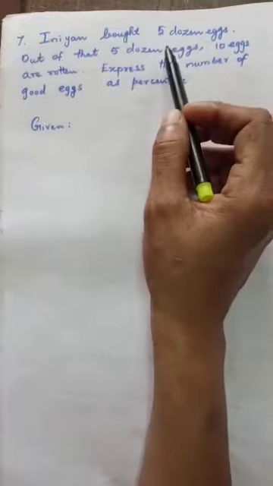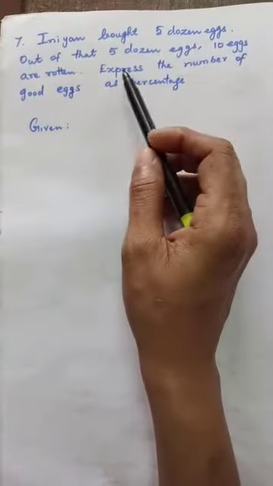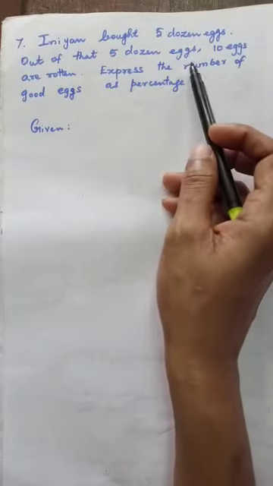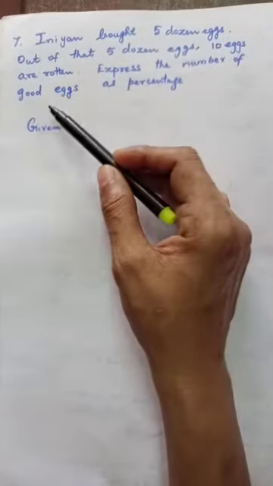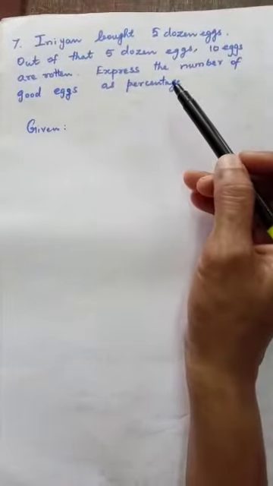Union bought 5 dozen eggs. Out of that 5 dozen eggs, 10 eggs are rotten. Express the number of good eggs as a percentage.